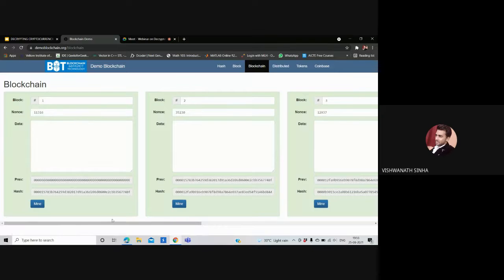Yeah. So this is the blockchain. Each block is being connected to another block. So you can see the hash of this block is the previous hash of this block. Again, the hash of this block is the previous hash of this block.